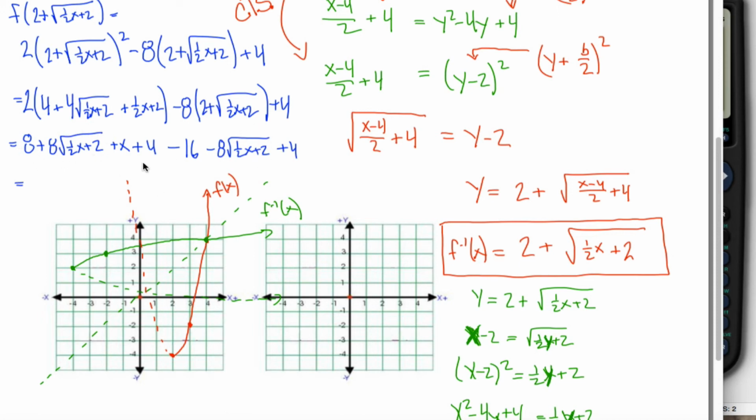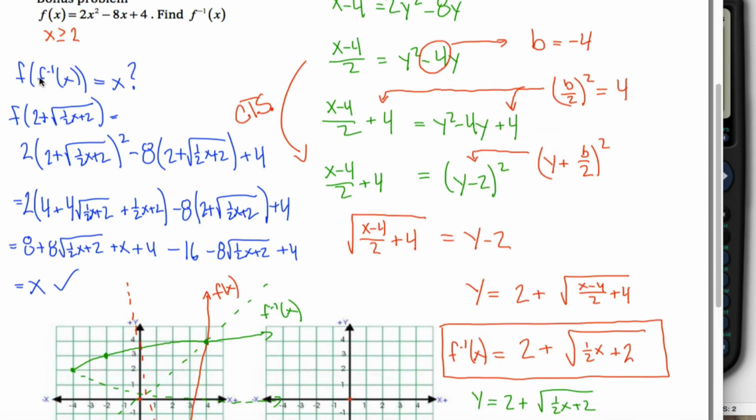So I got 8 plus 4 more is 12. Plus 4 more is 16 minus 16. That all cancels out too. All that survives is this x right here. Fantastic. F of f inverse of x really was x. That's a nice little check.